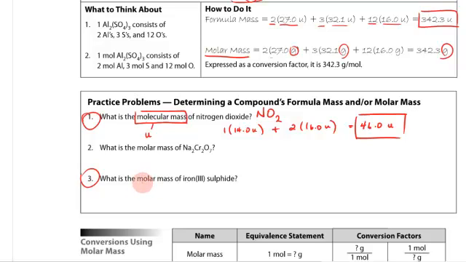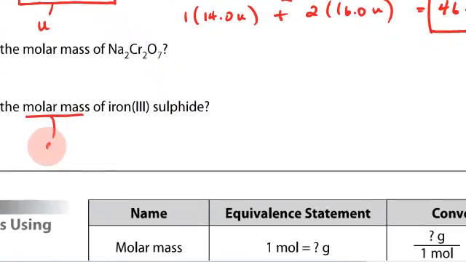Please do number 3 here. The molar mass of iron(III) sulfide. Figure out that formula first. And molar mass, remember, should be in grams. All right, give it a shot.